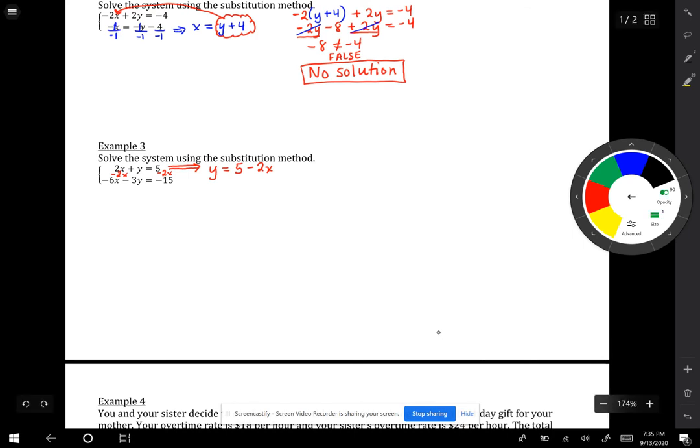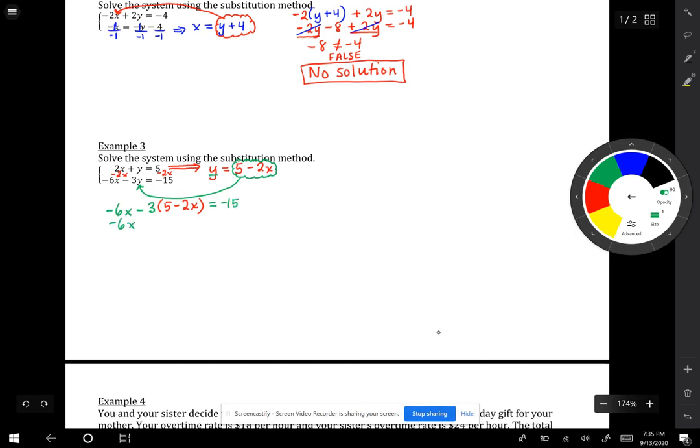Now I'm going to bubble this in. The bubble really helps because then you know that the bubble needs to be replaced. And we are going to replace the bottom equation because that's the one we have not used for y. So we're going to take that and replace it right there. So we have -6x minus 3 times our bubble, which is (5 minus 2x), close it, and then that is equal to negative 15.